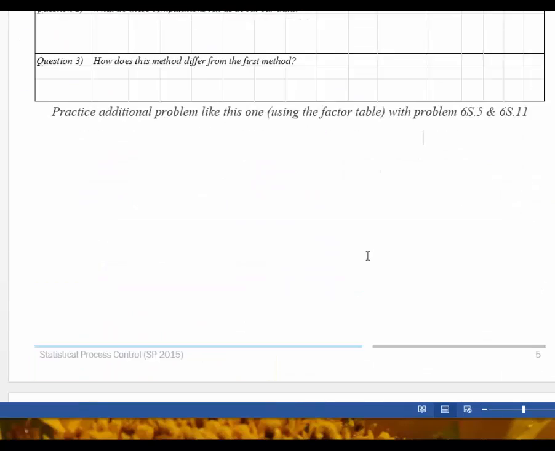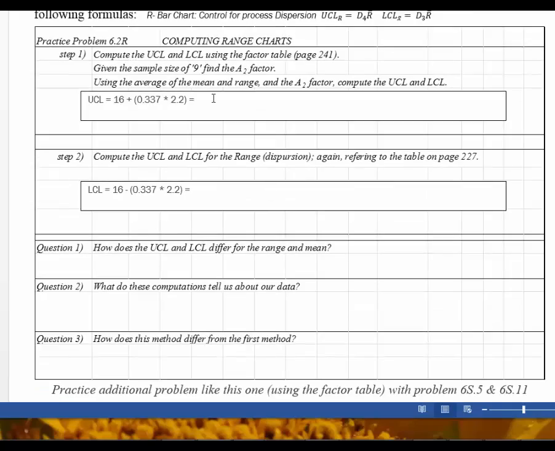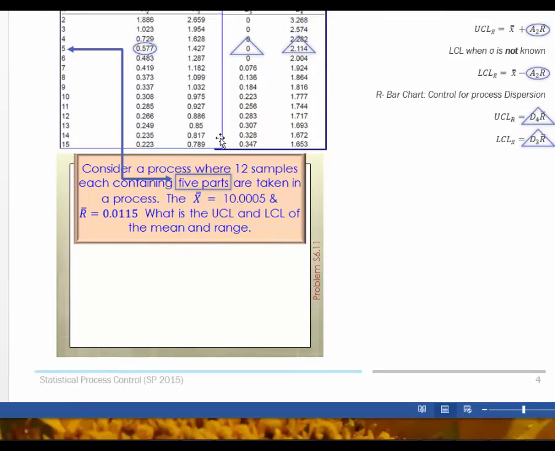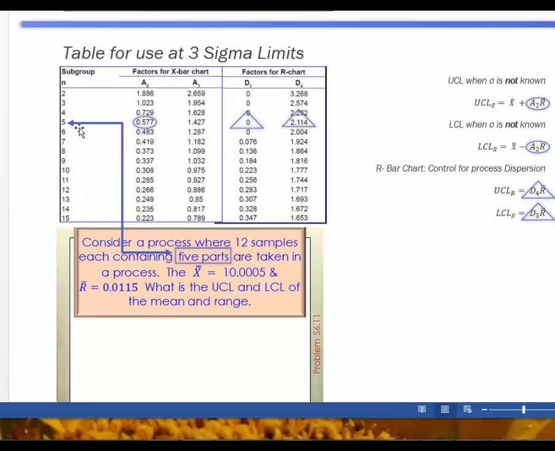So let's go back down here where we were. You'll notice I've already plugged in some of the numbers just to make it a little easier for you to see. You don't have to wait for me to type it all out. So we've got 16, that's our x double bar, plus 0.337. Now this is our A2 factor, and we have gotten that from our table right here. Now, in the previous case, we had an n of 5, so we chose 0.577. In this case, however, we have an n of 9, so we're choosing 0.337.